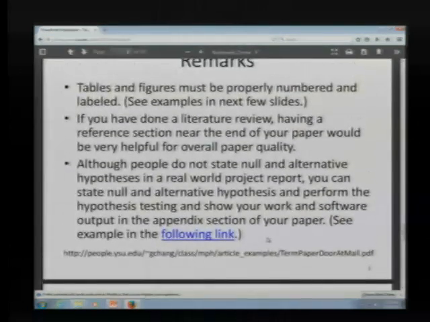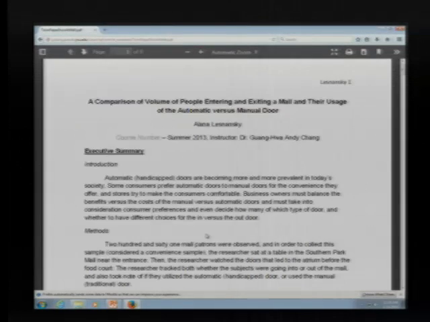Actually, I have some links. You have the example paper, right? So this is what is this? This is actually that paper. Yeah, that's right.